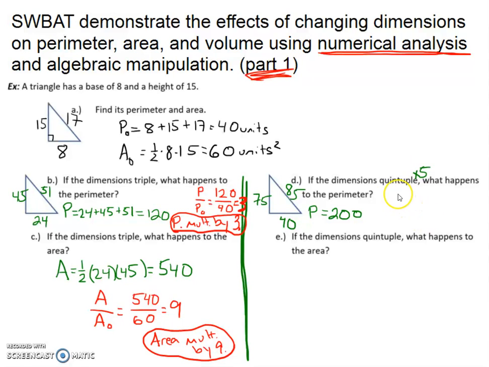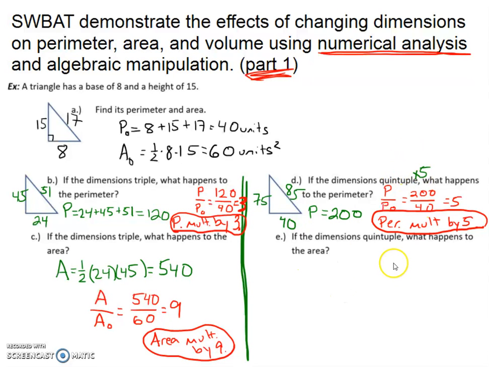What I really want to know, of course, is how that has changed compared to the original. So P divided by P0 is 200 divided by the original perimeter, which was 40. When you divide those, you get 5. Of course, what that means is that the perimeter has been multiplied by 5. Again, not really a surprise, because all the dimensions multiplied by 5.